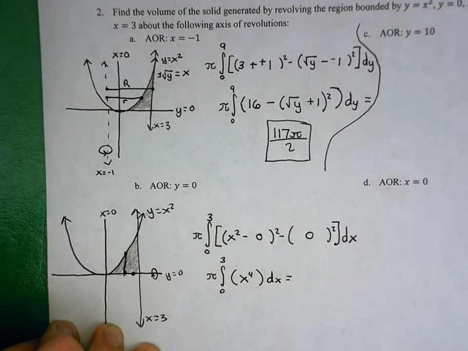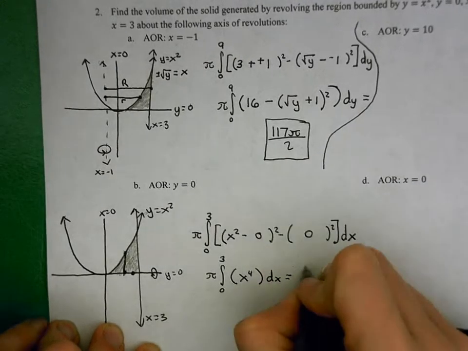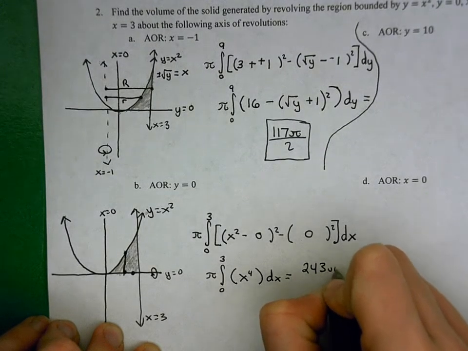Okay, and so when you take that and you plug it in, you should get 243 pi over 5.